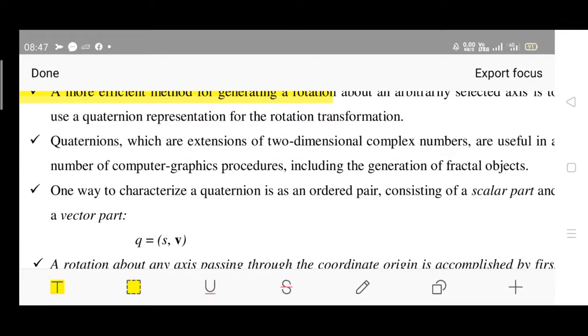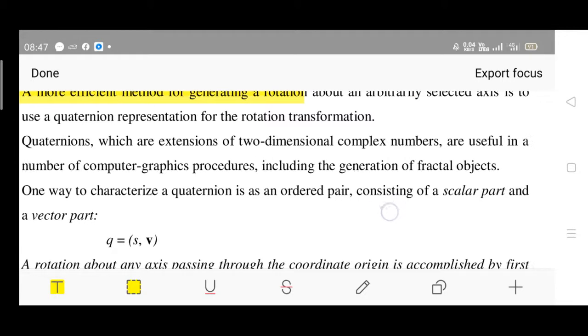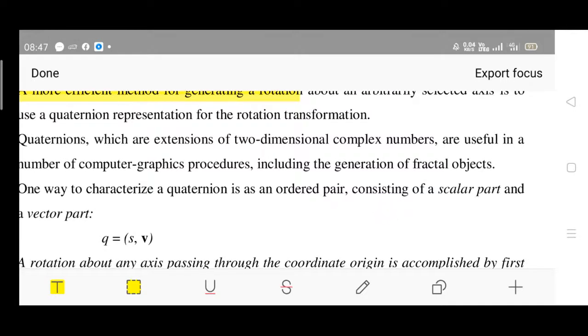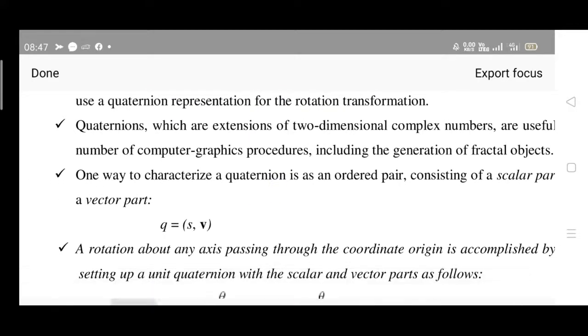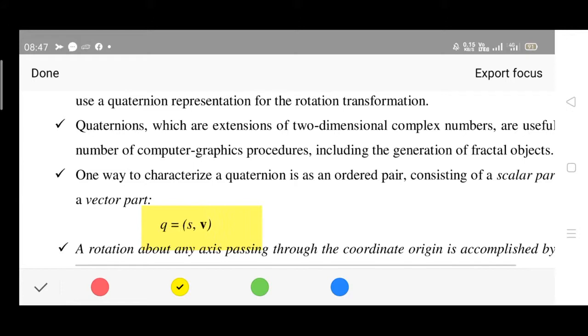Okay, let us see what it is with respect to an example. One way to characterize a quaternion is as an ordered pair consisting of two parts. One is the scalar part and the other one is the vector part. So let Q be a quaternion. Its representation is Q equal to a pair of values, one is the scalar part and the other one is the vector part, S comma V. So we use complex numbers to represent quaternions. Let us see how it is.